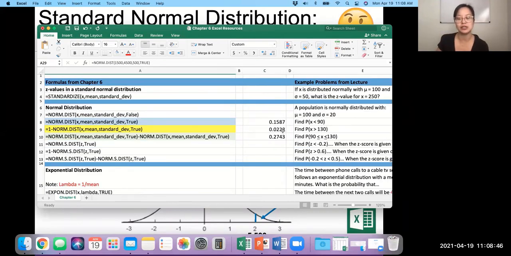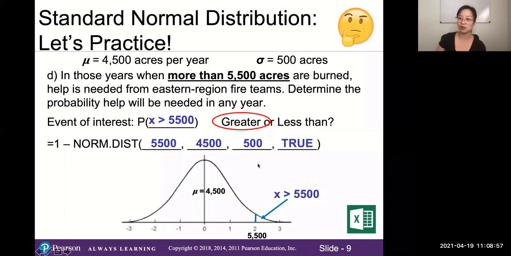Again, if we look at it in terms of context, that 0.0228, if we think about it in terms of probability, is very small, right? About 2.28% chance that we would need help from a fire team from the eastern region. Again, you can see it visually, right? These are very small space, and then the probability that we found was also very small.